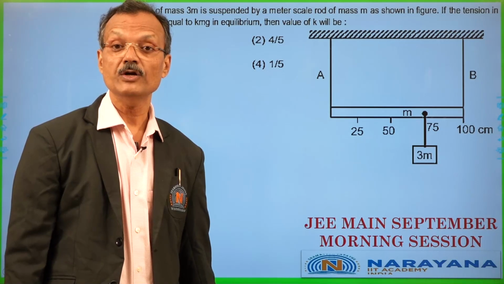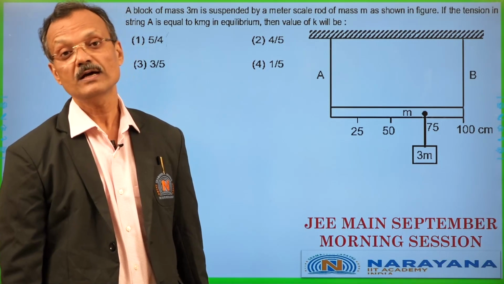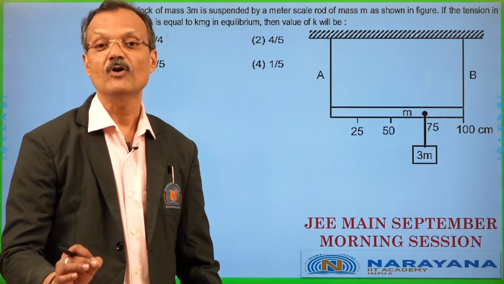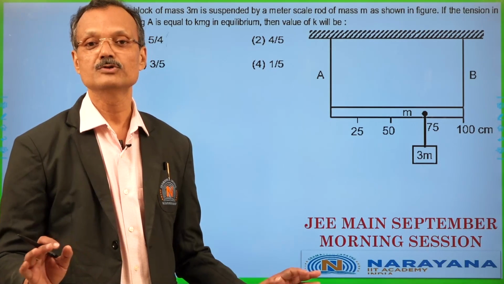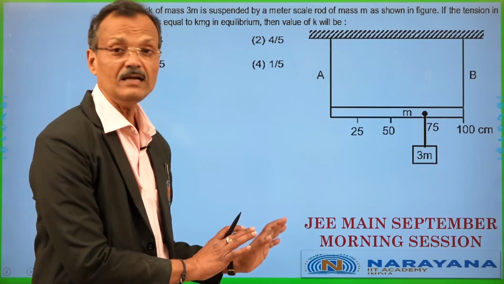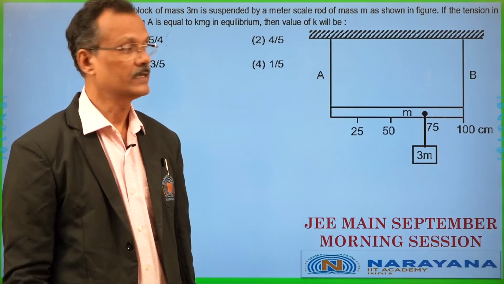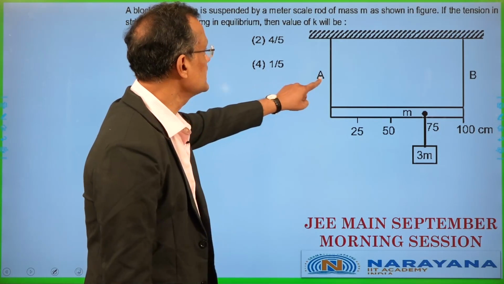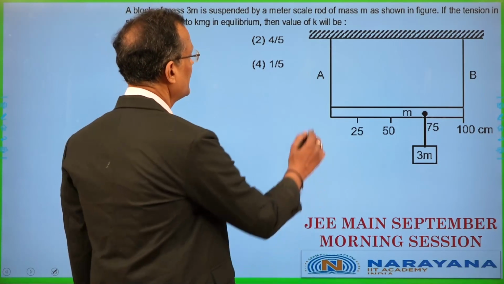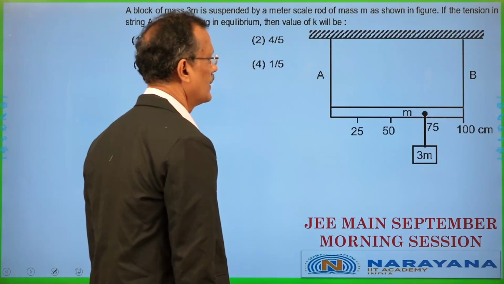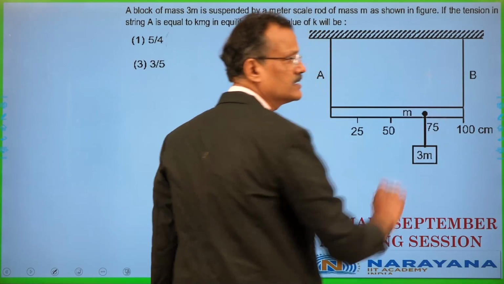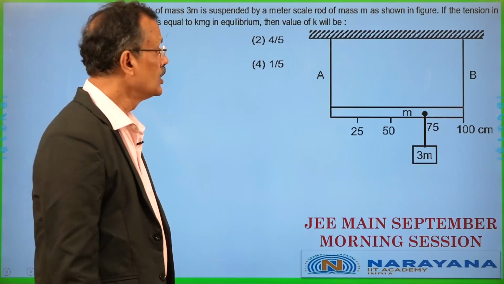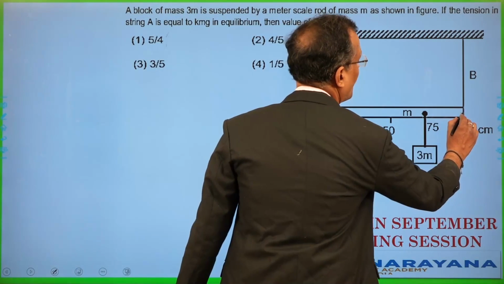You will be considering rotational equilibrium. You know the condition for rotational equilibrium: the vector sum of all the torques must be equal to 0. We can consider torque about any point. But one thing is there, they are giving you tension in string A. If we want to find the tension here, it means that tension here is unknown. So we will consider torque about this point.